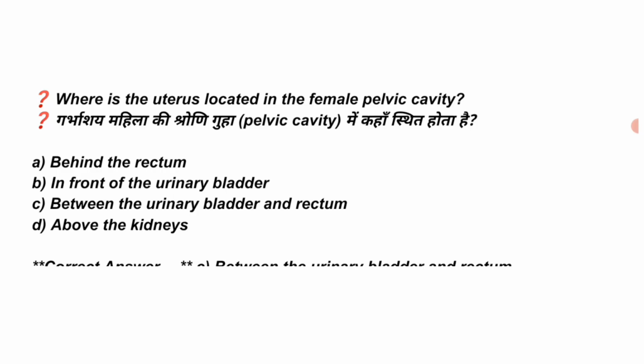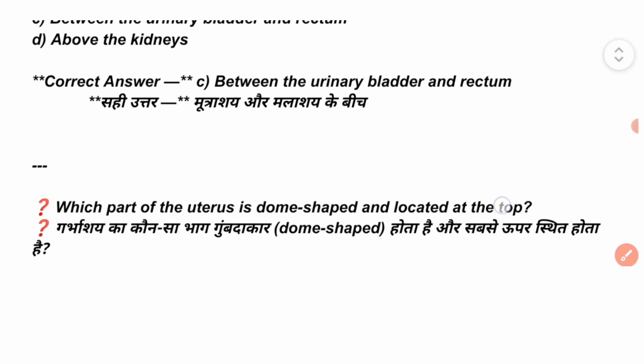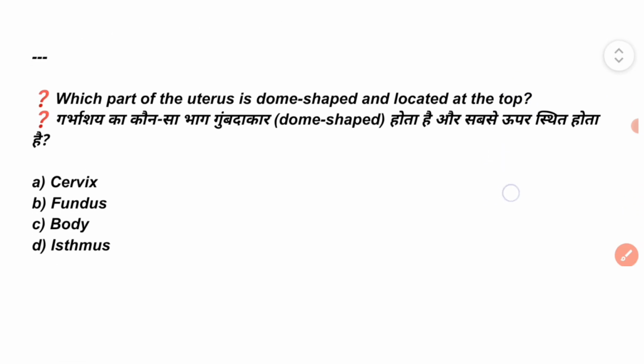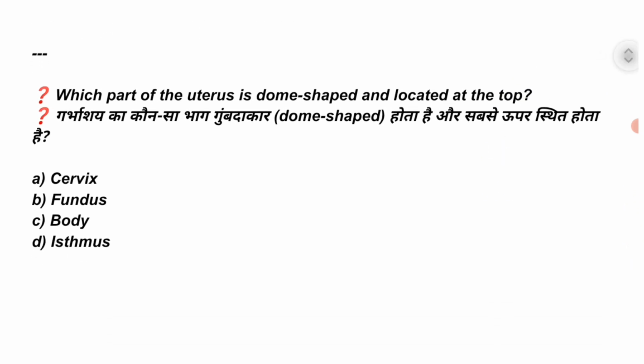Let's begin. Question number 1. Where is the uterus located in the female pelvic cavity? The right answer is option C. Between the urinary bladder and rectum. Next question. Which part of the uterus is dome-shaped and located at the top?